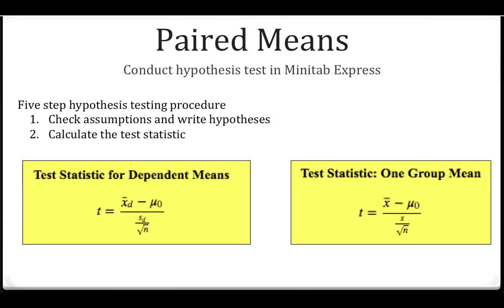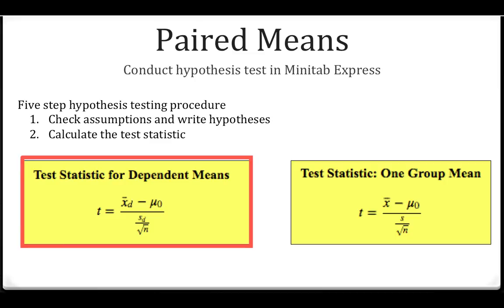Step 2, calculating the test statistic. On the left, we have the test statistic for paired means. These are also known as dependent means. On the right, we have the formula that you saw earlier for single sample mean. Note that the formulas again are almost identical. The only difference is that when we're working with paired means, we have the subscript d with the x bar and the s.